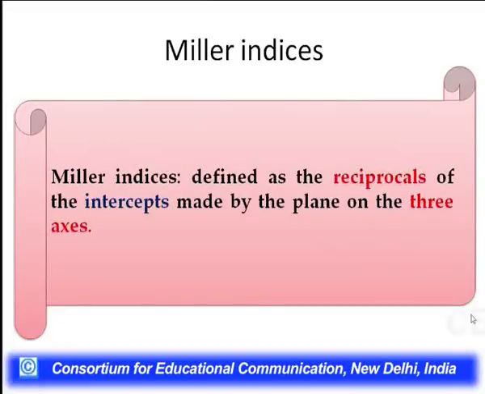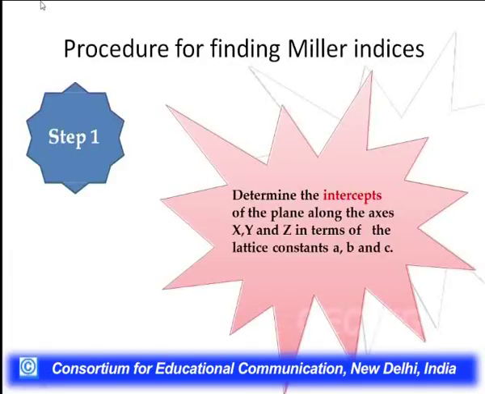Now again we start with the Miller indices. What are the Miller indices? They are defined as the reciprocal of the intercepts made by the plane on the three axes. There are three steps to calculate them. In the first step, we determine the intercepts of the plane along the axes x, y, z in terms of the lattice constants a, b, c. Corresponding to x we take the intercept a, corresponding to y we take the intercept b, and corresponding to z we take the intercept c.